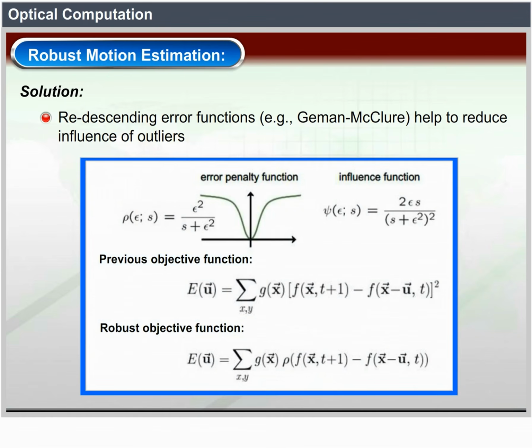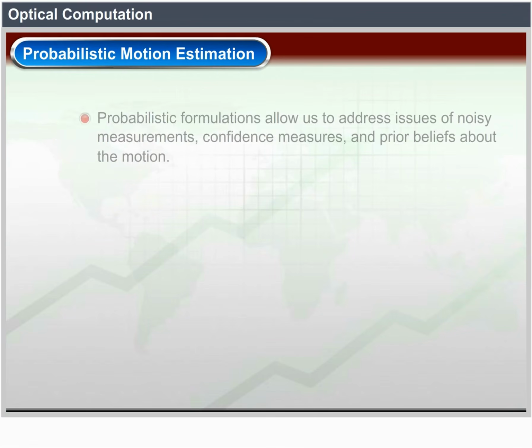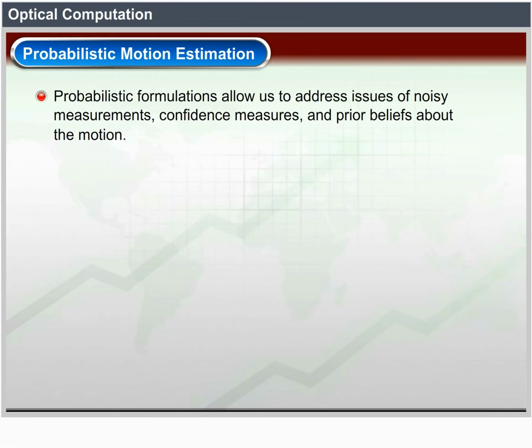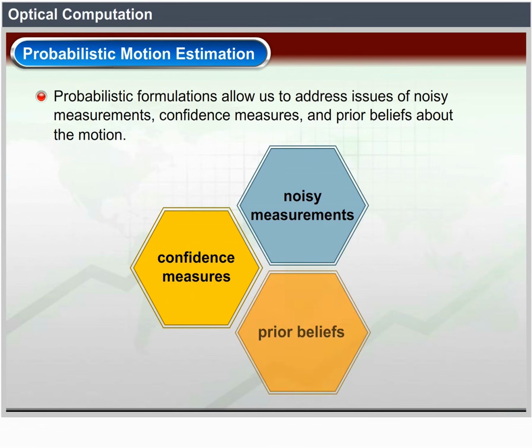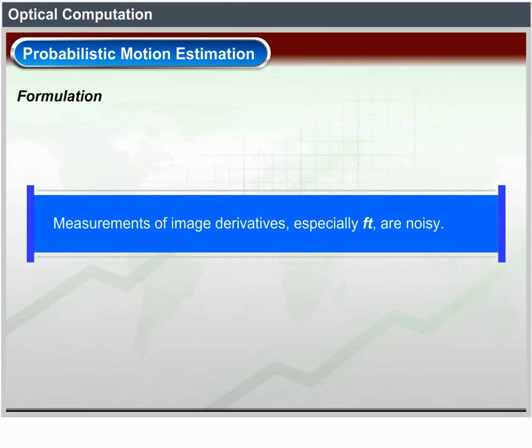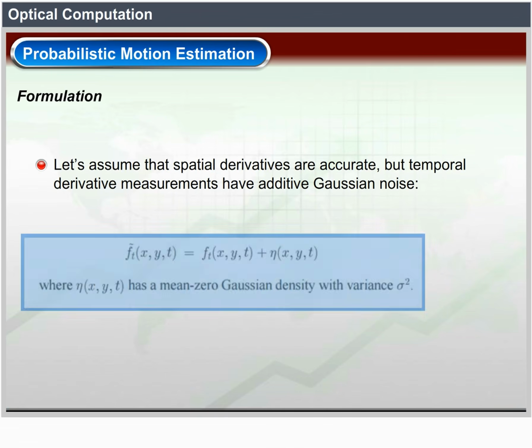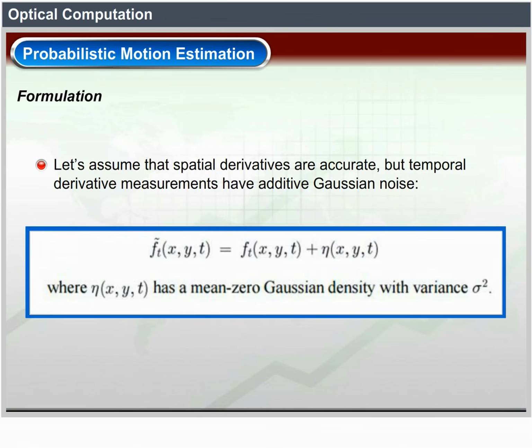Probabilistic motion estimation. Probabilistic formulations allow us to address issues of noisy measurements, confidence measures, and prior beliefs about the motion. Formulation: measurements of image derivatives, especially Ft, are noisy. Let's assume that spatial derivatives are accurate, but temporal derivative measurements have additive Gaussian noise as shown, where eta of x, y, t has a mean zero Gaussian density with variance sigma squared.